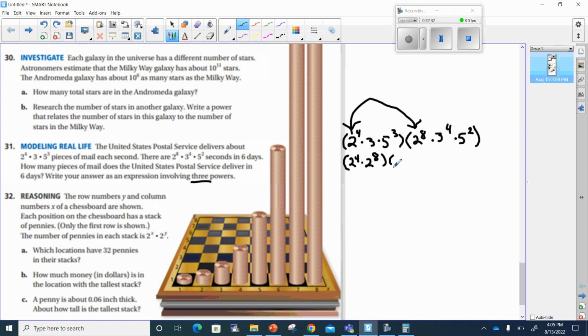Now we're going to go with the 3's. We're going to multiply 3 times 3 to the 4th. And then we're going to multiply 5 to the 3rd times 5 to the 2nd. We do this, we can combine these now using our product property for powers. We're going to take 2 to the 4th times 2 to the 8th. Remember, when our base is the same, we add the exponents, so that'll be 2 to the 12th. And 3, like 3 to the 1, right, times 3 to the 4th, that's 1 plus 4, so that'll be 3 to the 5th. And then 5 is the base here, and 3 plus 2 is 5.